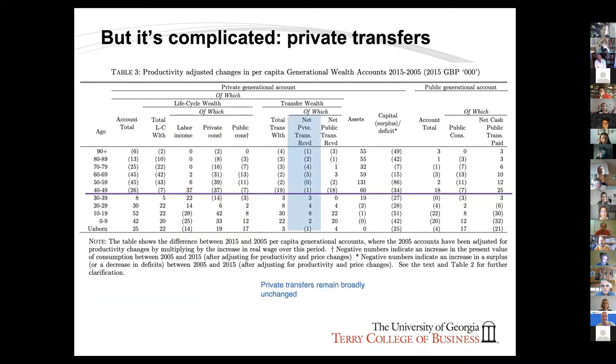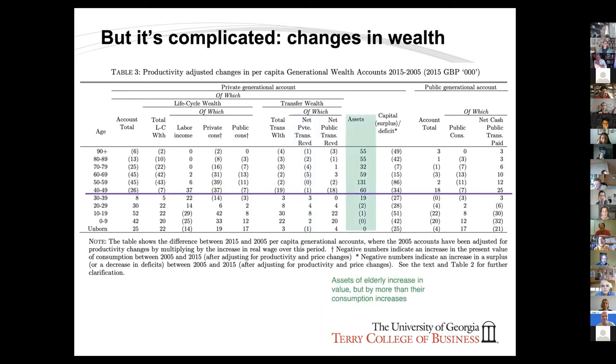In terms of private transfers, there's not much going on. So one of the surprises of this is that, if you believe the NTA methodology of calculating these private transfers, older people did not respond to the financial crisis by spending more on their children. So there wasn't much change there in terms of private transfers.